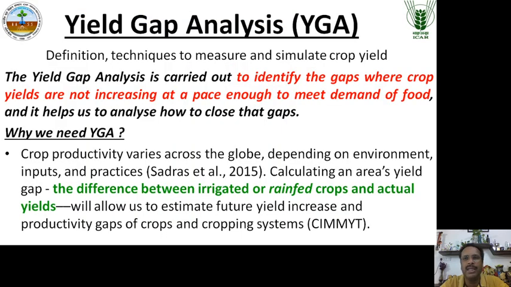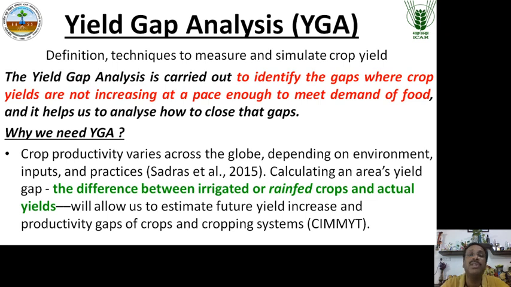So why do we need yield gap analysis? What is the definition, the techniques to measure it, and how do we simulate the crop yield? Yield gap analysis is carried out to identify the gaps where crop yields are not increasing at a pace enough to meet the demand for food. Suppose the yield we get in farmers' fields is quite low compared to what we get from experimental yield. It is a big gap between farmers' field yield and the yield from our own research experimental fields. So we identify the gaps where crop yields are not increasing at a pace enough to meet the demand for food, and it helps us analyze how to close that gap.